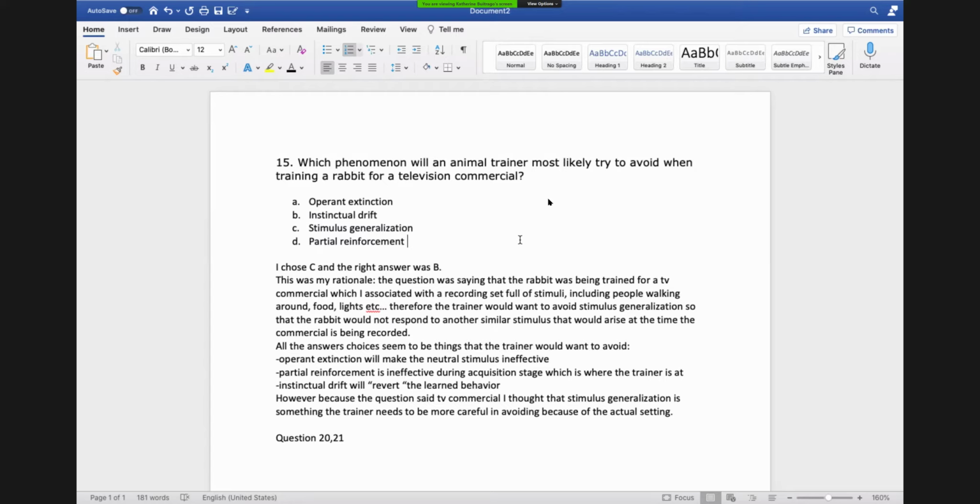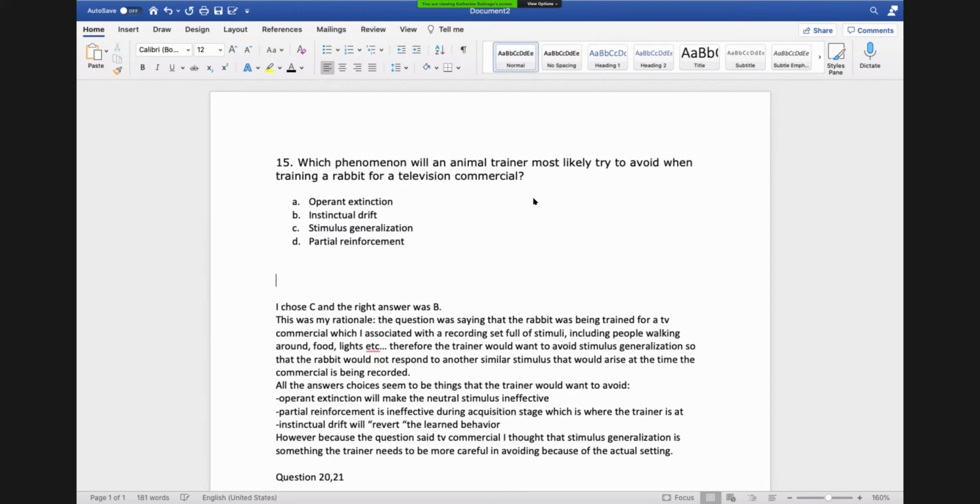So okay, avoid when training a rabbit for a television commercial. Geez, I don't even know. I guess it won't be partial reinforcement. What is he trying to avoid? Stimulus generalization would be good, I guess. Operant extinction and instinctual drift both involve things that are taught no longer being there.